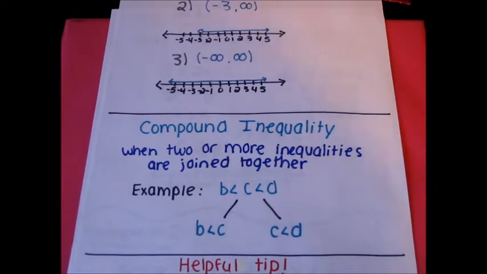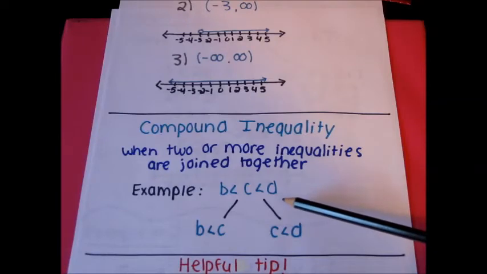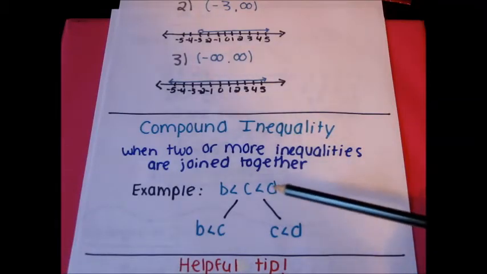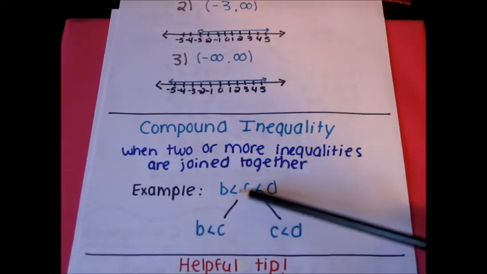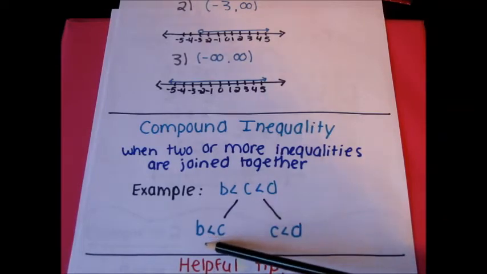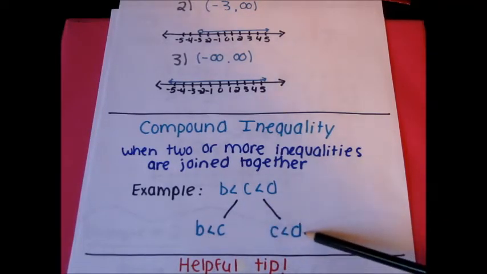And the definition of that would be when 2 or more inequalities are joined together. So as an example, there's B is less than C is less than D. And basically that's just one big inequality made up from 2 smaller ones. So this would be broken up to B is less than C, and then C is less than D.